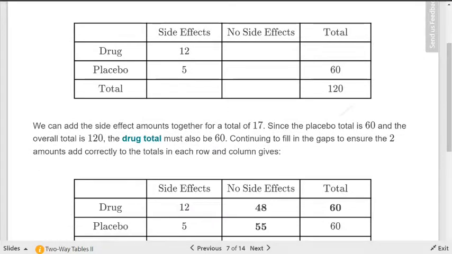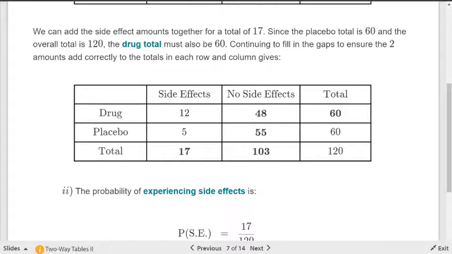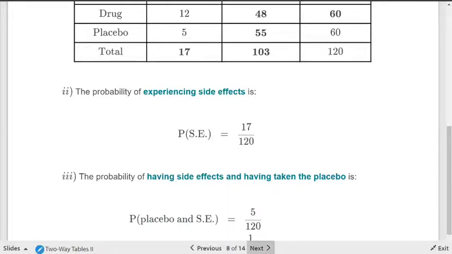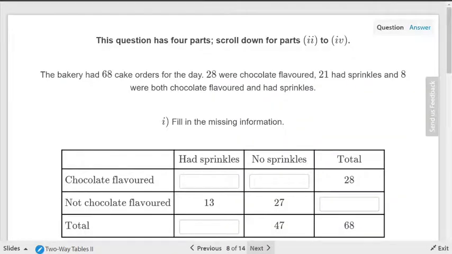Okay, so here they're just doing the chart. They did it a little different. They put side effects at the top and drug and placebo. Does it make a difference? Absolutely not. Same things. And then they did the probabilities. So then you're going to have some that you work.